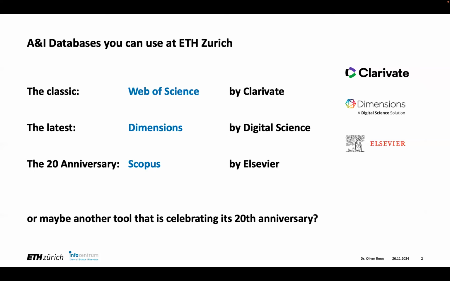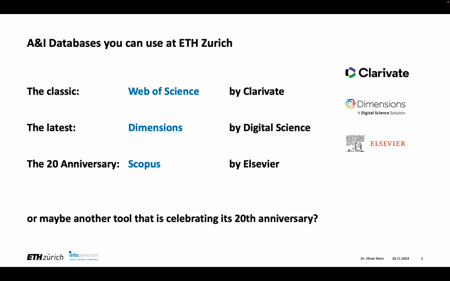Okay, so you have access to 3 abstract and indexing databases at ETH Zurich. The classic is Web of Science by Clarivate. The latest addition to the portfolio of abstract and indexing databases is Dimensions. And today we have the 20th anniversary database Scopus by Elsevier.